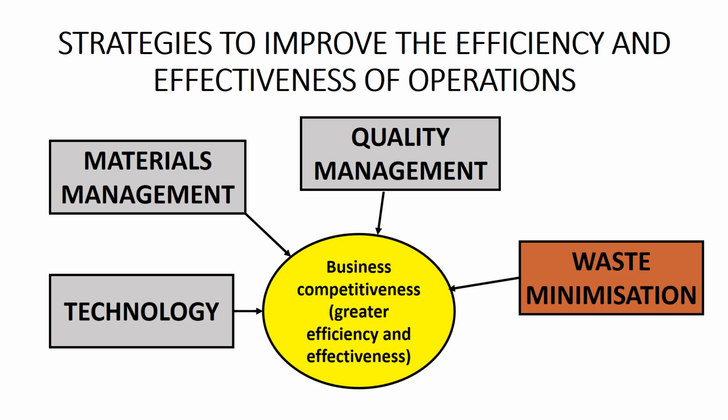You should also recall that there are 4 types of operations management strategies that can be used to improve the efficiency and effectiveness of a business and therefore maximise the competitiveness of that business. These are technology strategies, materials management strategies, quality management strategies, and waste minimisation strategies. In this video, we will be looking at waste minimisation strategies.